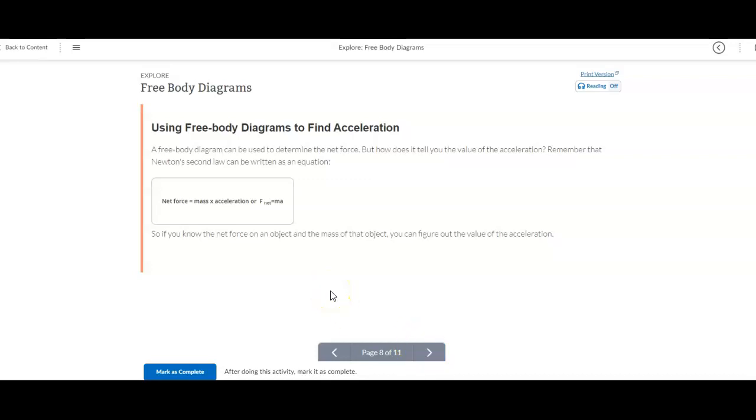So using these to find acceleration. A free body diagram can be used to determine the net force, but how does it tell you the value of the acceleration? Remember that Newton's second law can be written as an equation. Net force equals mass times acceleration. So if you know the net force on an object and the mass, you can figure out the value of the acceleration. So remember, you would have to move the mass over, then divide the force by the mass to get that number.